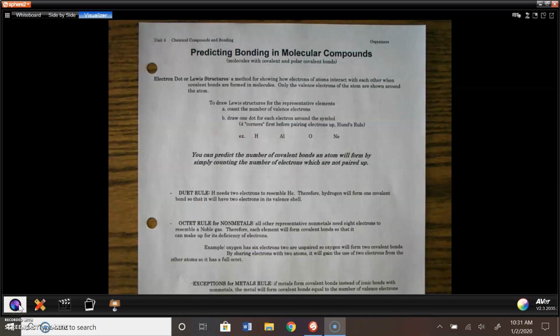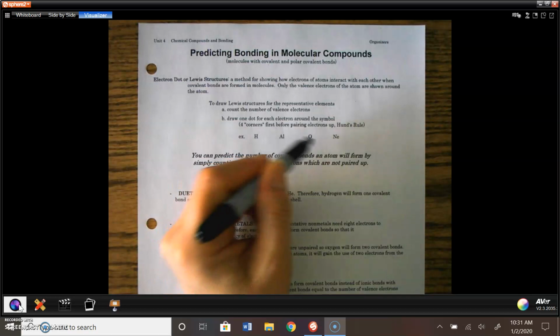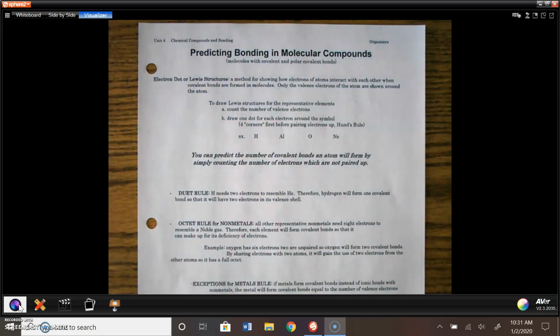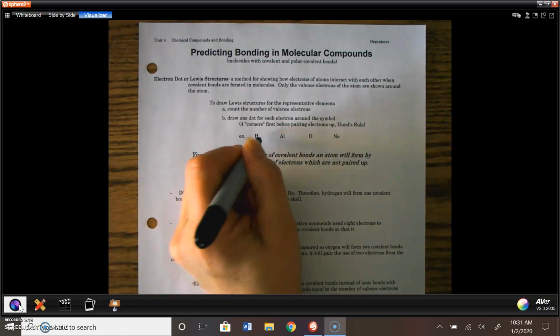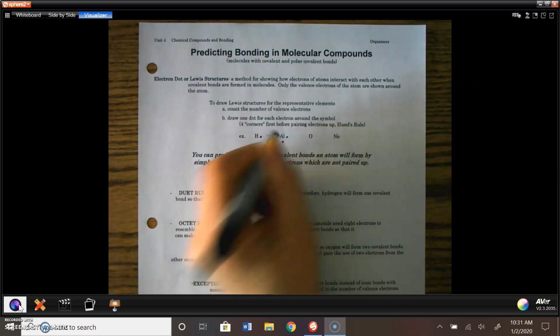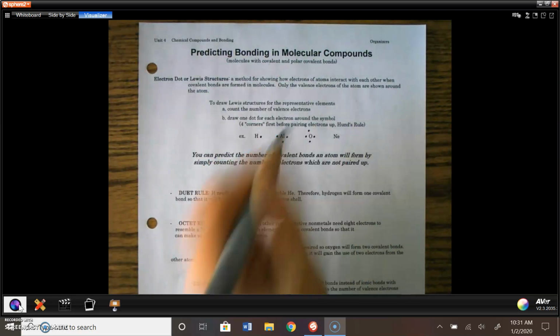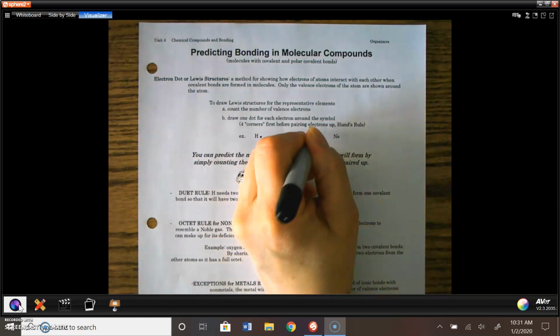So we learned a little about Lewis structures for individual atoms. Just as a refresher, we put a dot around each element representing the number of valence electrons. So hydrogen, we put 1 dot yesterday. Aluminum has 3 valence electrons. Oxygen has 6, so 1, 2, 3, 4, kind of like the 4 corners. And then we start pairing up.